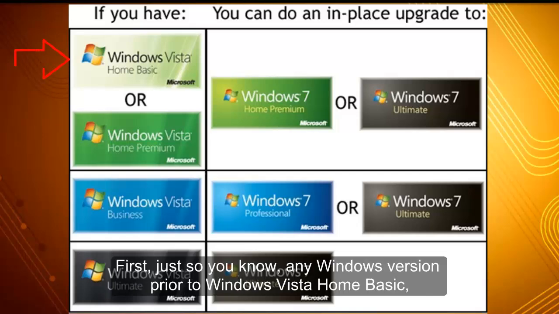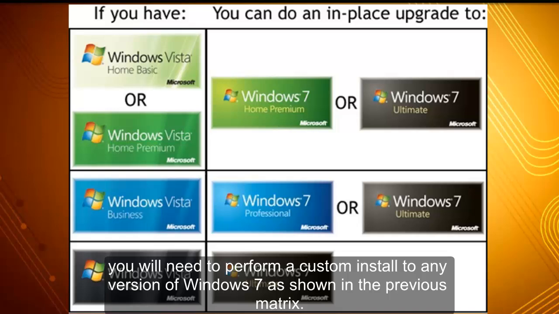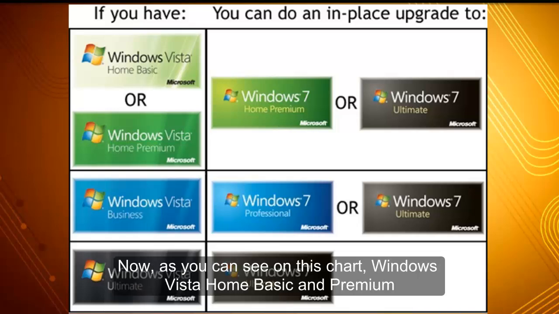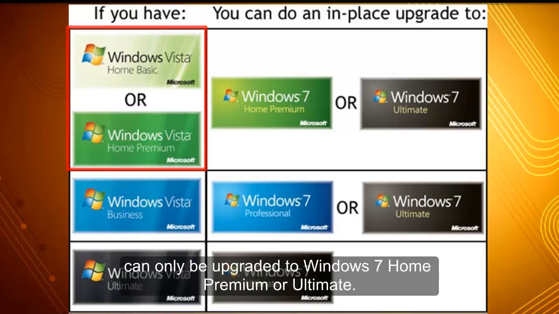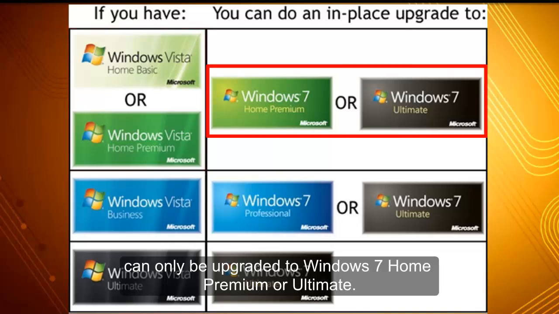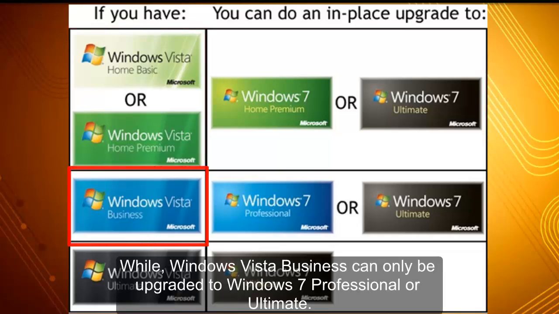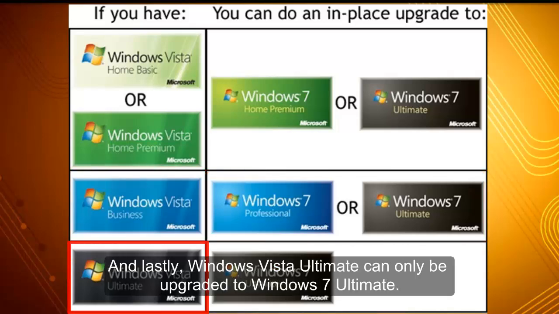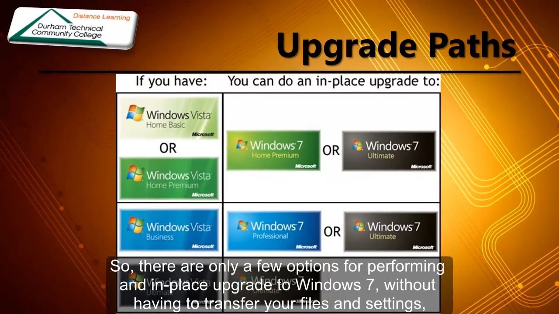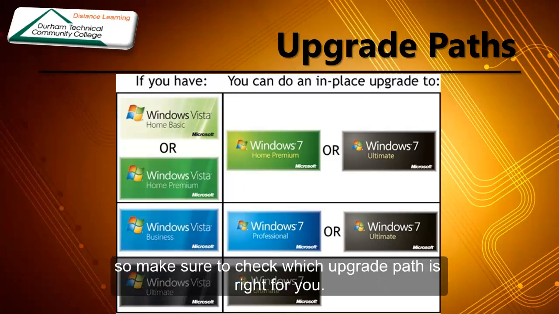First, just so you know, for any Windows version prior to Windows Vista Home Basic, you will need to perform a custom install to any version of Windows 7 as shown in the previous matrix. Now, as you see on this chart, Windows Vista Home Basic and Premium can only be upgraded to Windows 7 Home Premium or Ultimate, while Windows Vista Business can only be upgraded to Windows 7 Professional or Ultimate. And lastly, Windows Vista Ultimate can only be upgraded to Windows 7 Ultimate. So, there are only a few options for performing an in-place upgrade to Windows 7 without having to transfer your files and settings, so make sure to check which upgrade path is right for you.